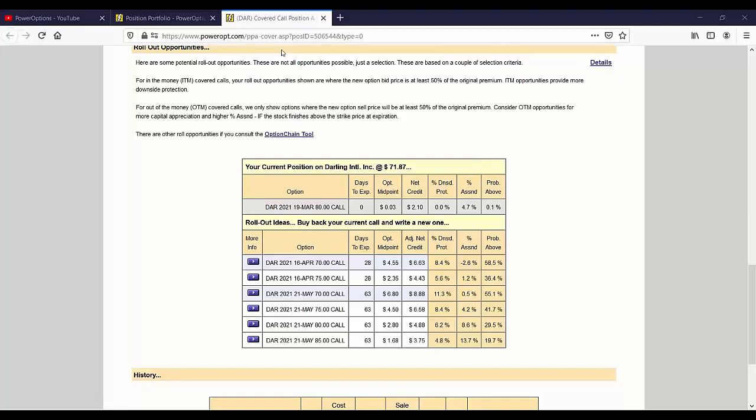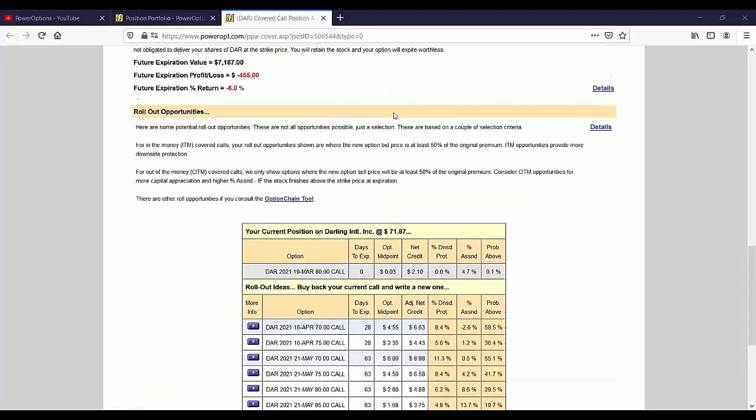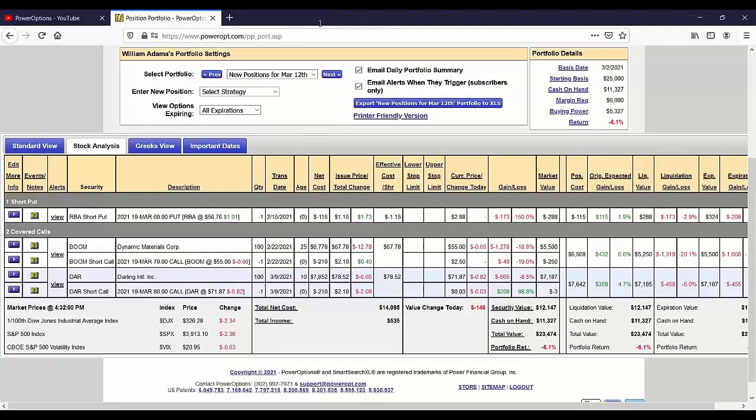We're not always going to see a repair, are we? No, we're not. Let's take a look back. Let's get off of DAR for a moment. Let's go back to the portfolio. Let's take a look at Boom. February 22nd, stock was trading at 67.78. Similar position, sold an at or out of the money 70 call for 210.